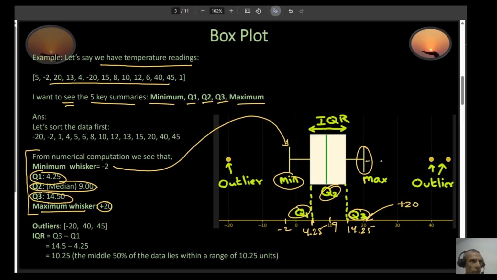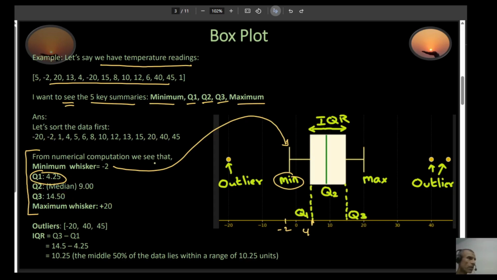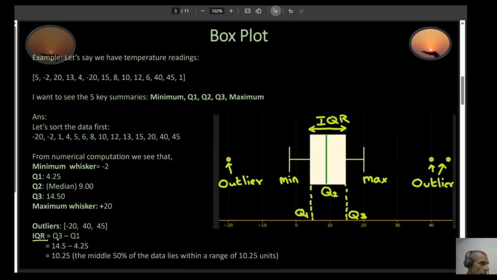So any values that are on this side and any value on this side, those are your outliers. So my minimum is -2 and the maximum is 20. So any value outside this range, these are my outliers. So you can identify your outliers as -20, 40, and 45, which would be this one and these two values. How about your IQR? Well, your IQR is Q3 minus Q1. I know my Q3, I know my Q1, and Q3 minus Q1 comes out to be 10.25. In other words, this right here is 10.25. And what this means is that the middle 50% of my data lies within the range of 10.25. That's what your IQR means over here.